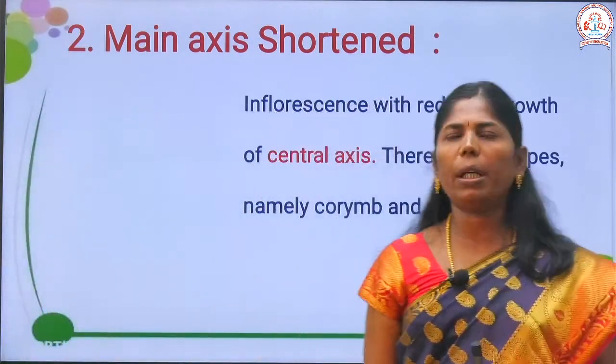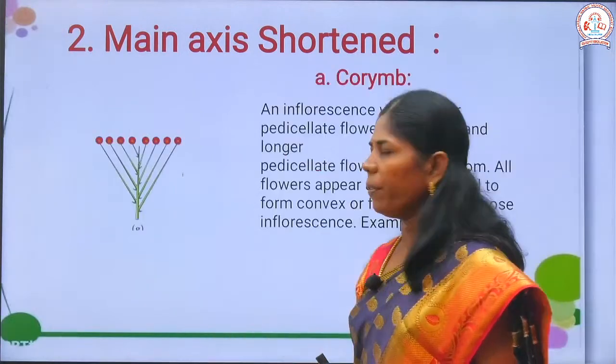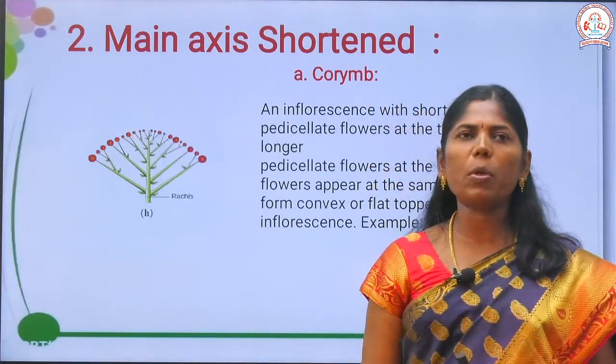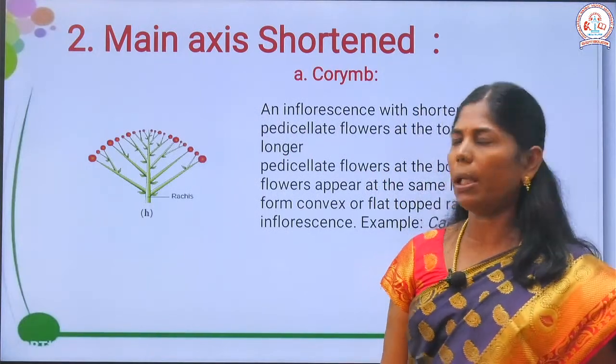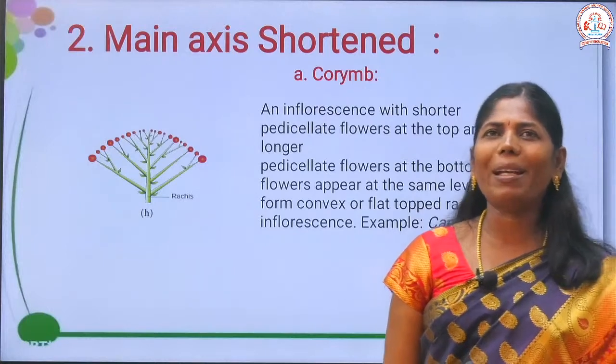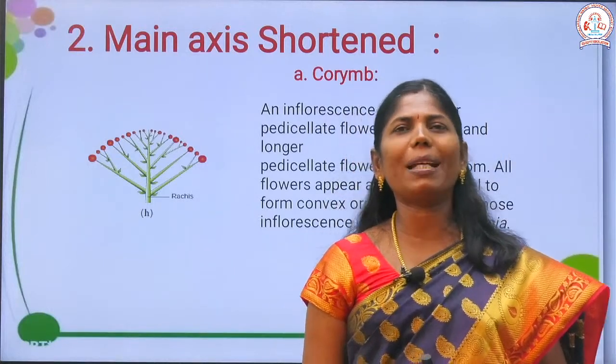So okay children, today we studied the types of inflorescence. One is the racemose, another one is the cymose, but we studied only the racemose type. The main axis elongated we completed. The main axis shortened we will take once again in the next sessions.